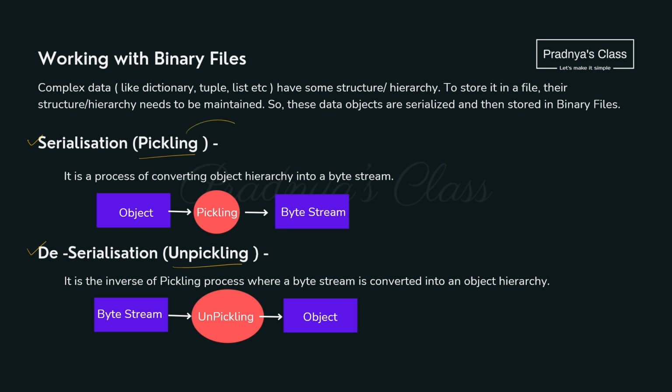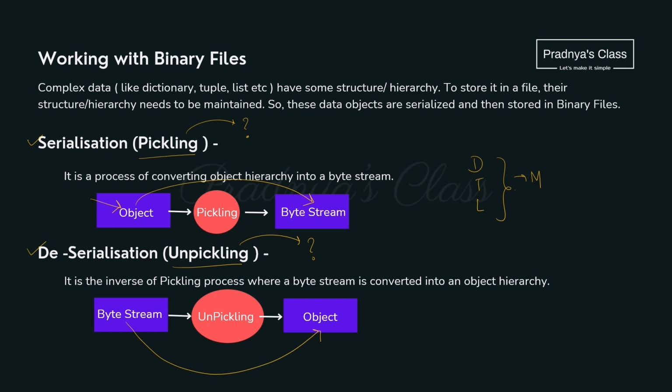Let's try to understand what pickling is. Pickling is a process where an object gets converted to a byte stream. What are objects? These are the different data types like dictionary, list or tuple. Then the reverse process of pickling is unpickling, where the byte stream gets converted to the original object. As a dictionary, tuple or list will have some structure, we need to maintain their structure.